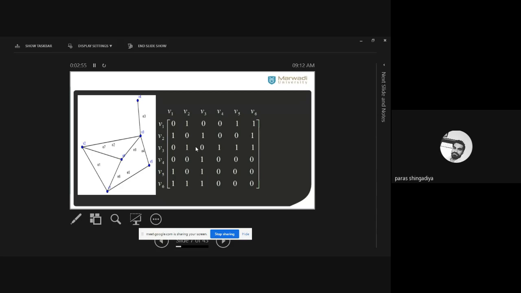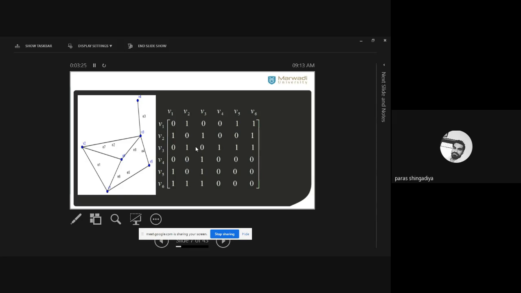First consider the first row, which is for vertex v1, and map it to all the columns. The columns also indicate the vertices: v1 to v1, v1 to v2, v1 to v3, up to v6. So v1 to v1 means if there is a loop at vertex v1, then it will be 1. If there is no loop, then it is considered as 0. There is no loop at the first vertex v1, so here we keep a 0. If there were a loop here, we would put a 1.